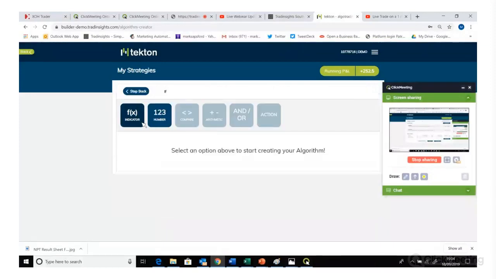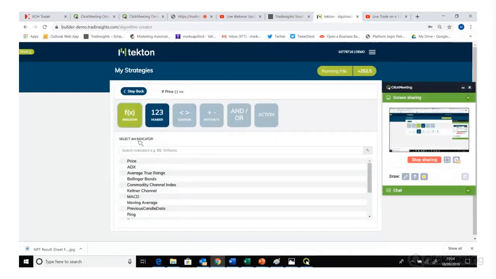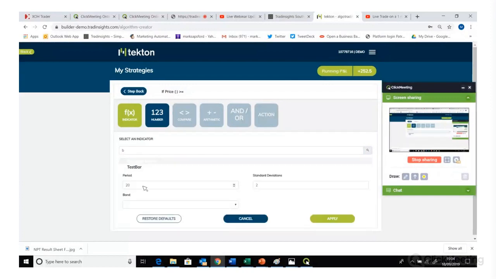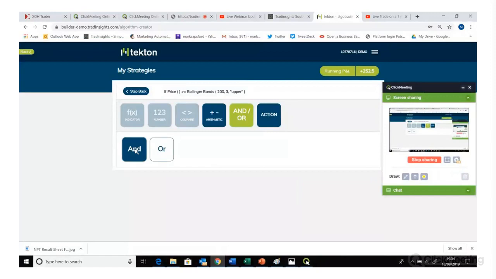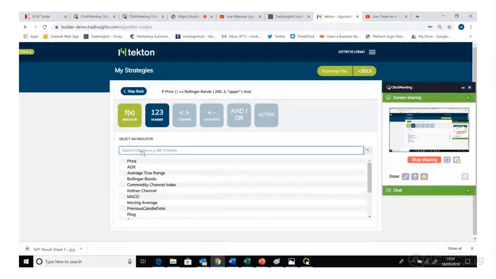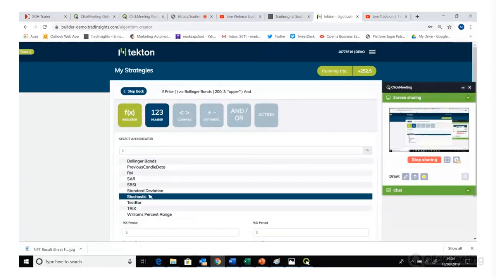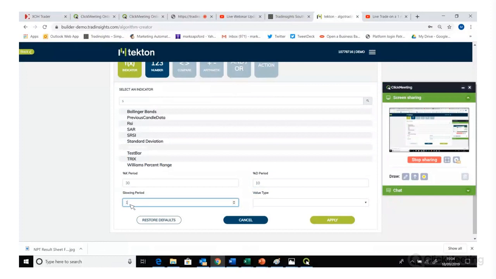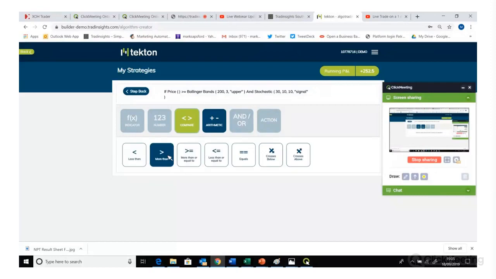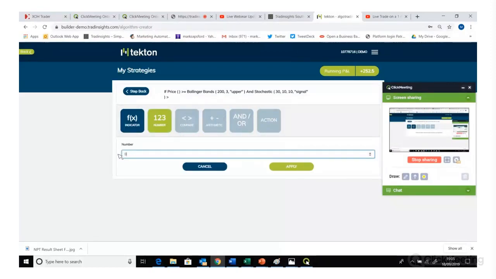We want to now do the sell. So the sell is the opposite way around. So when price is more than or equal to Bollinger Band 200 period 3 upper, and stochastic 30, 10, 10 is more than 80, we're looking to sell.